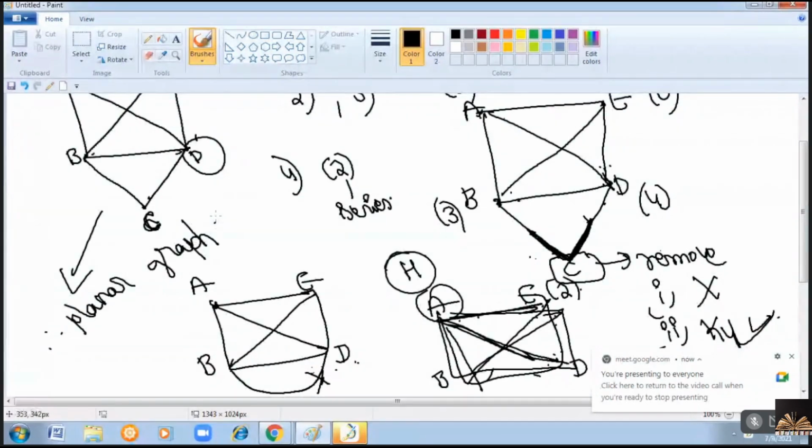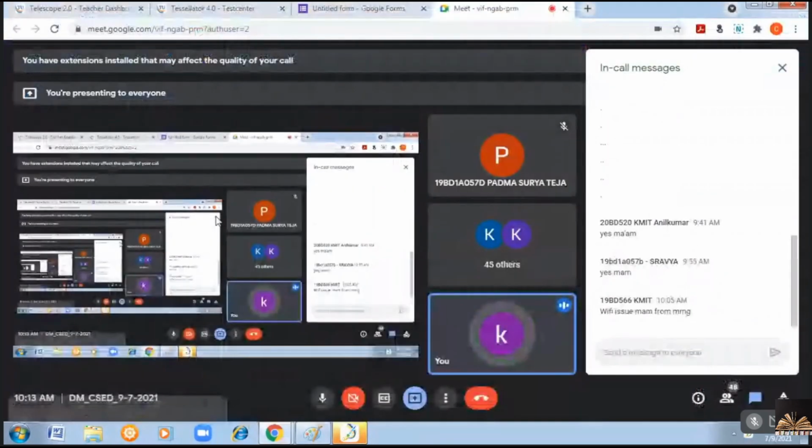Is it clear, ma? This is about the planarity of a graph. Have you all understood this? Is it clear? Please respond. Have you understood or not? Okay.